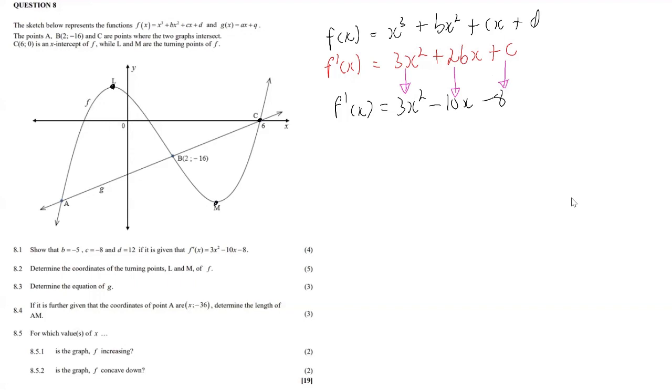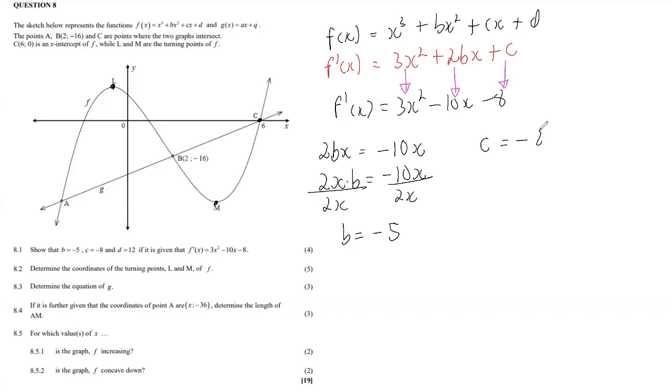So in calculating my value for b, I can simply say this is 2bx and equate it to that negative 10x. Then I write this as 2x times b equals negative 10x. So I can divide by 2x on both sides, and that leaves me with b equals negative 5. Looking at the c, it just corresponds to that negative 8, so c equals negative 8. Now we have our b and our c, but how are we going to get d?